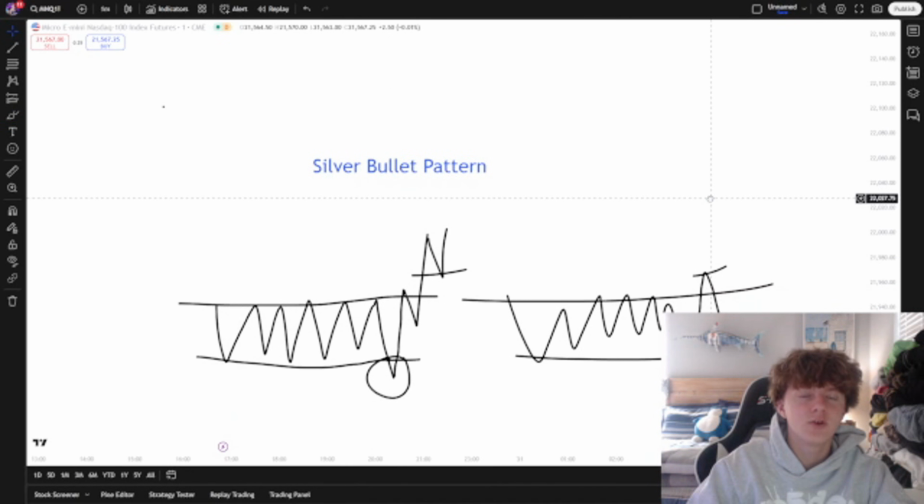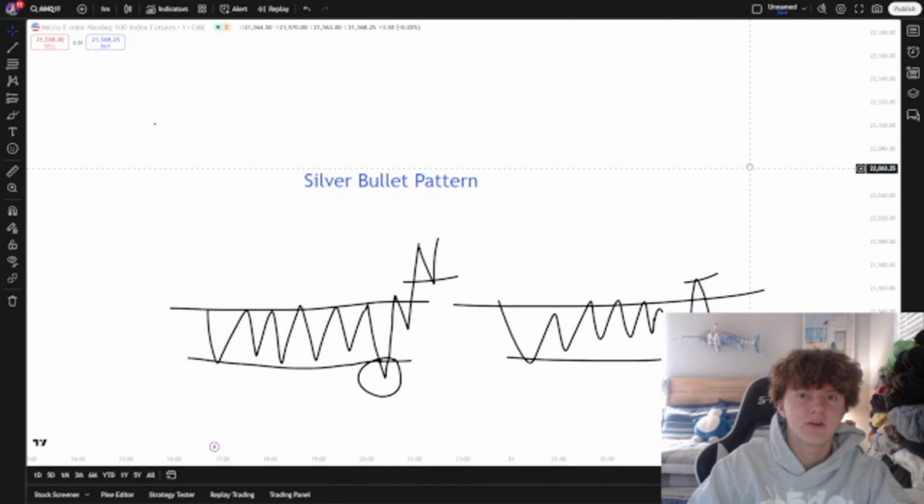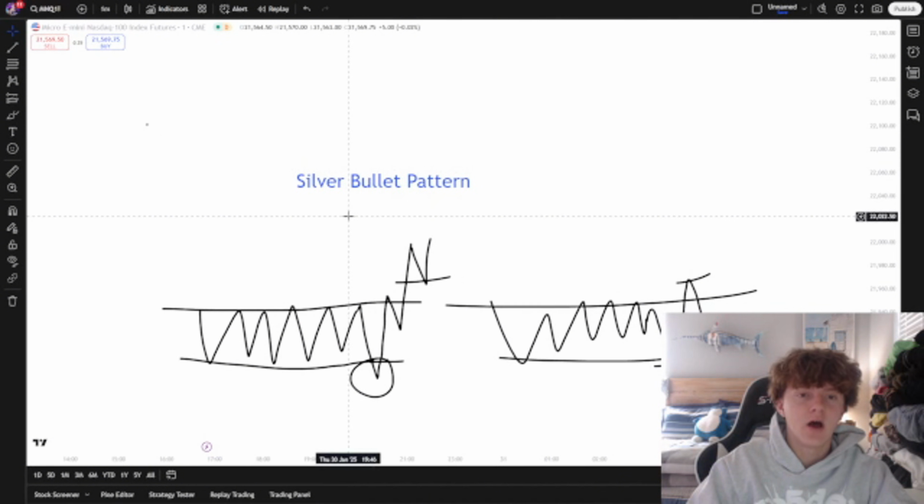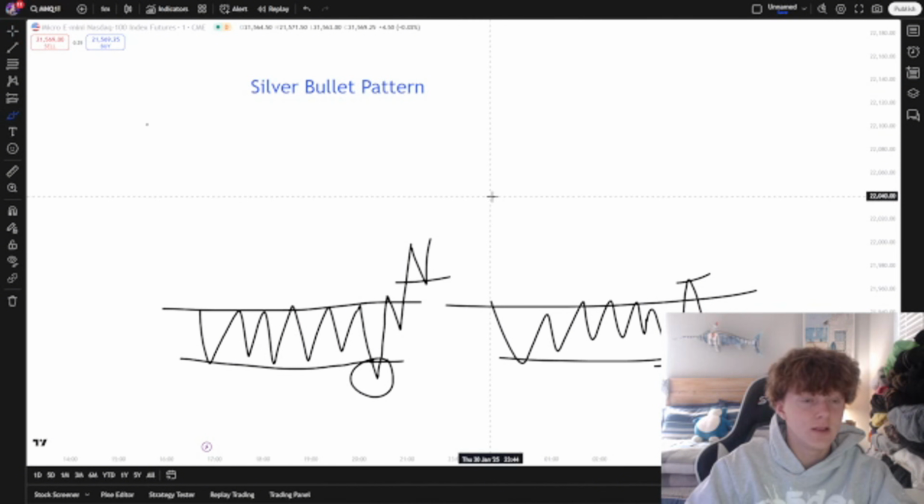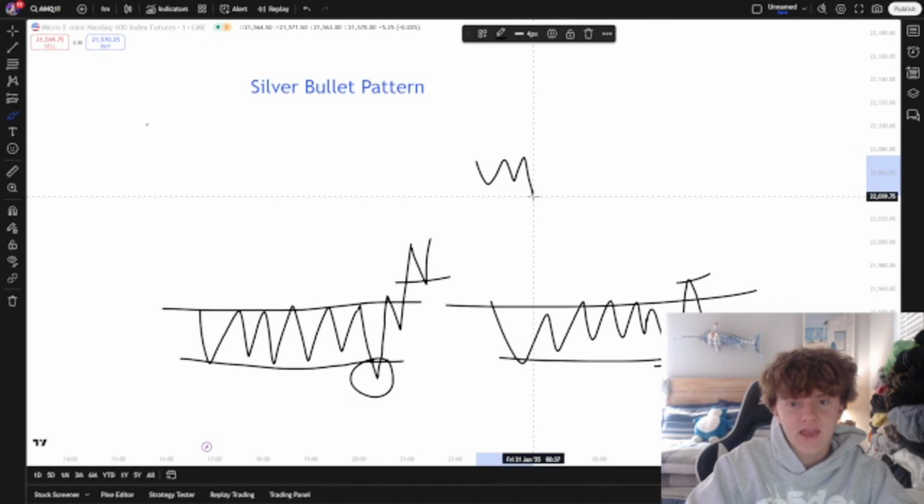So I'm going to go over a few different types of Silver Bullet patterns here in the charts. But obviously our updated Silver Bullet pattern, what we love to look for and what we love to trade, is going to be when we have our consolidation, we break out of that zone, we test up. This is going to be our optimal entry.